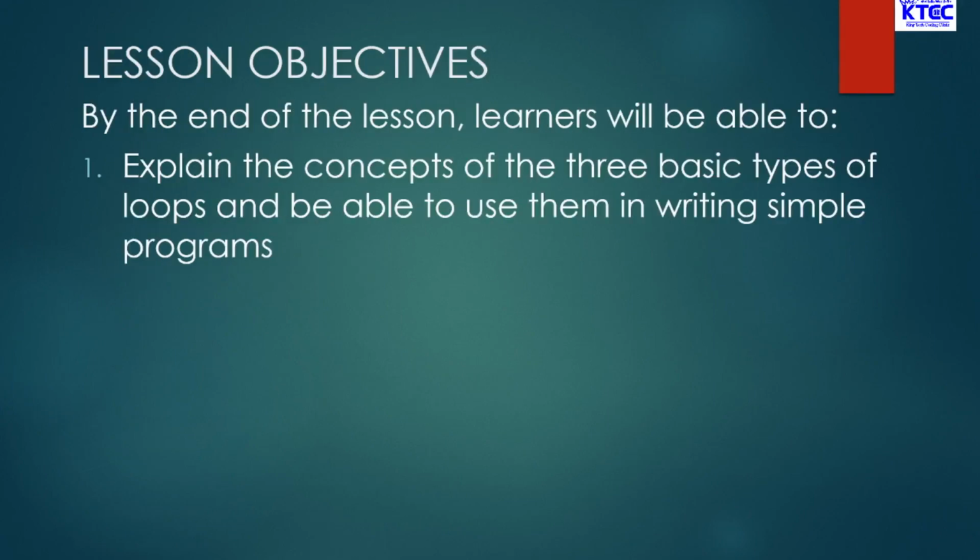So let's look at the lesson objectives. By the end of the lesson, learners will be able to, there's a straightforward objective here, explain the concepts of the three basic types of loops and be able to use them in writing simple programs or algorithms. Basically, that is that. So let's quickly dive right into the contents.